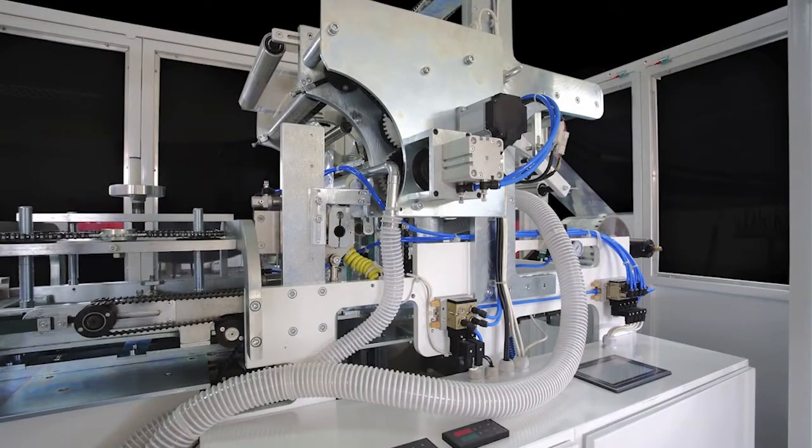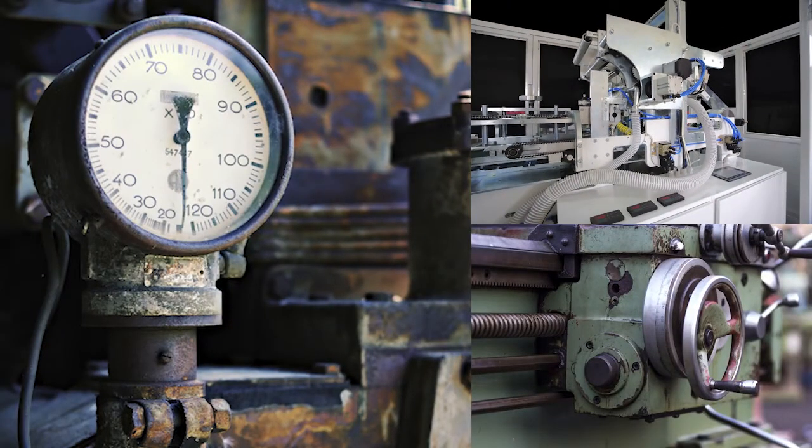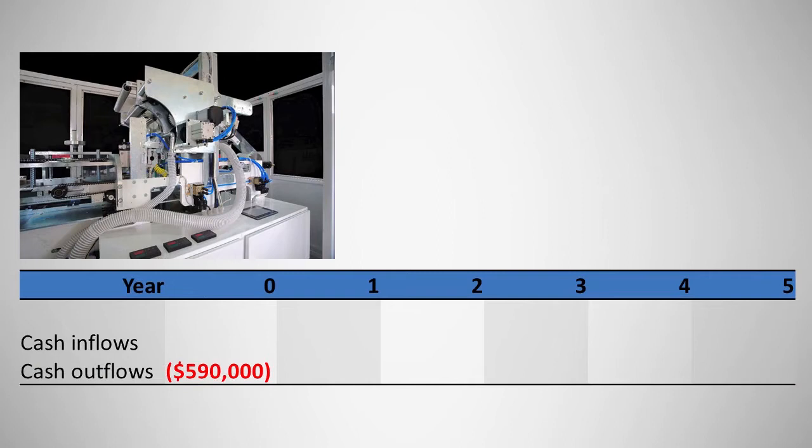Let's consider the purchase of a new factory machine to replace 2 existing machines on the production line. The initial investment will be $590,000, which is the cost to purchase and install the new machine ready for use and to remove the 2 machines that it is replacing.